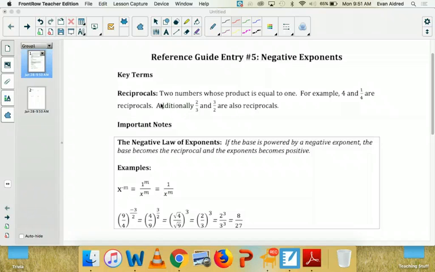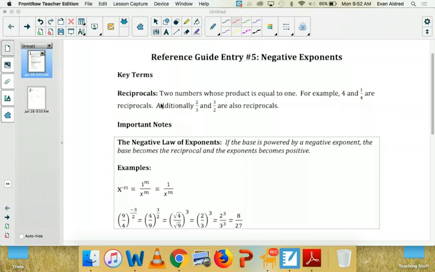The definition in this reference guide is the word reciprocal, and that's likely a word that you've heard in the past, but to define it, it means two numbers whose product is equal to 1. Now that's the mathematical definition, but in short, or a simpler way of remembering it, is the flipped version of a number. So for example, the reciprocal of 4 is 1/4.